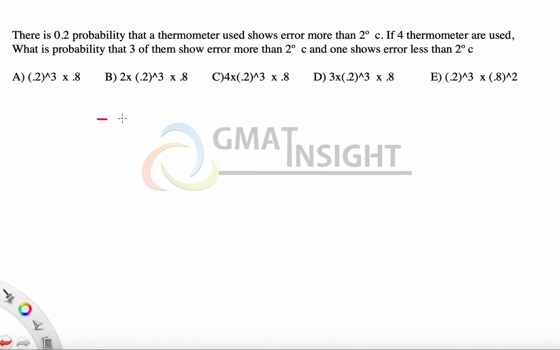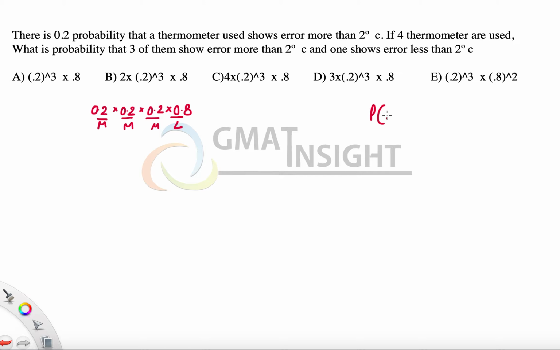To answer this question, many of us started this way: let's say the first three are more error, more error, more error, and the last is less error. The probability of more error we already know is 0.2. So the first thermometer has a probability of 0.2 to show more than 2 degrees Celsius error. Similarly, for the second thermometer, the probability is 0.2. For the third thermometer, 0.2. For the fourth thermometer, it is 0.8.